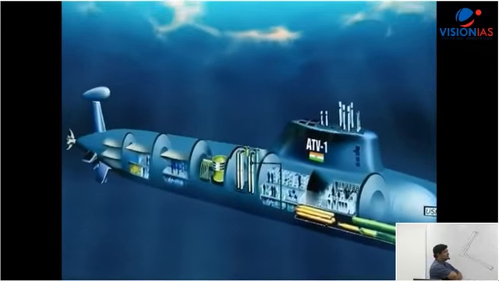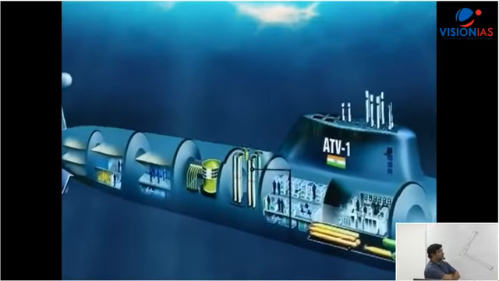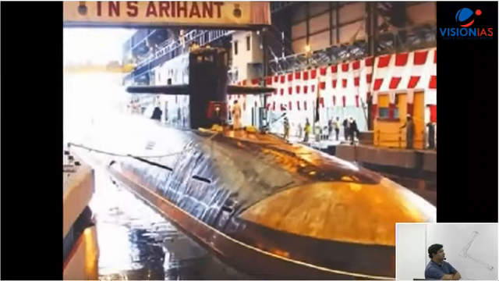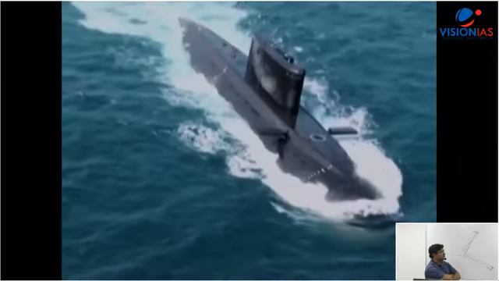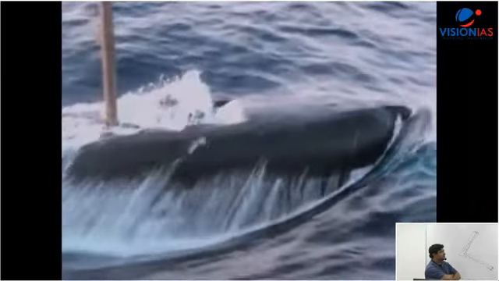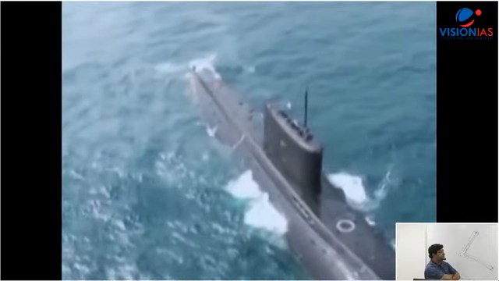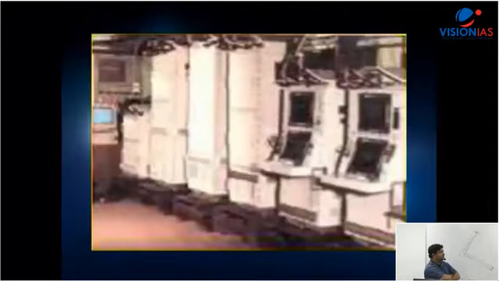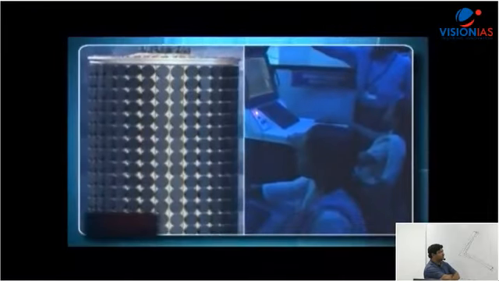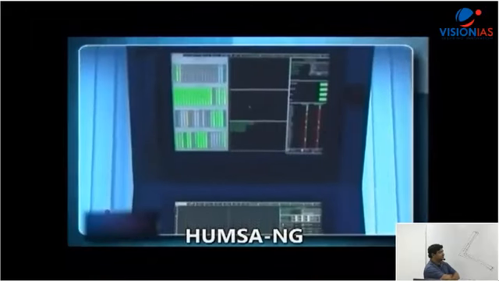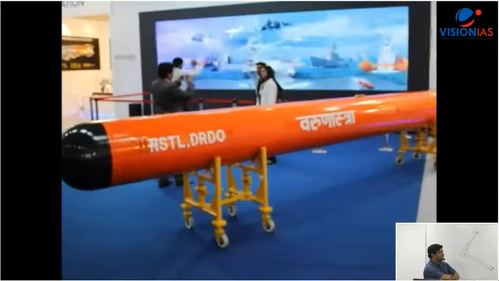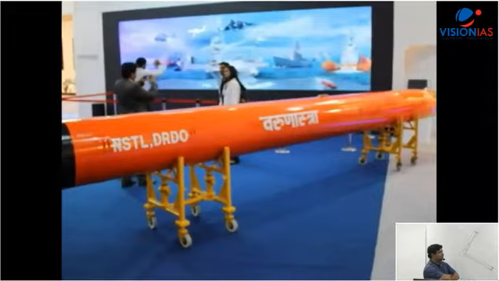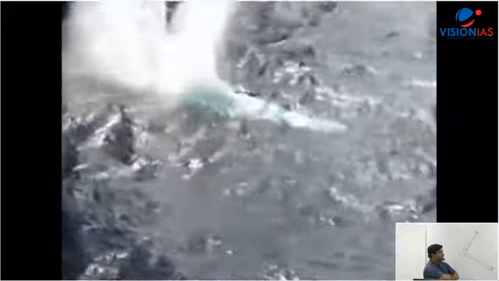DRDO's contribution in India's prestigious first nuclear submarine, INS Arihant, has propelled the nation into an elite club of 6 most technologically advanced countries of the world. Lightweight torpedoes, advanced sonar system Panchendriya, and hull-mounted advanced sonar Hamsa have been operationalized. Extensive sea trials of the torpedo Varunastra have been carried out.